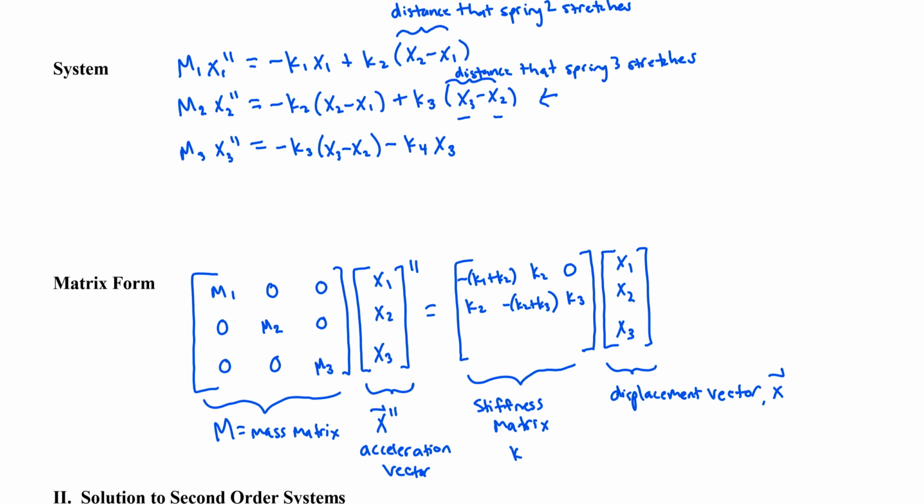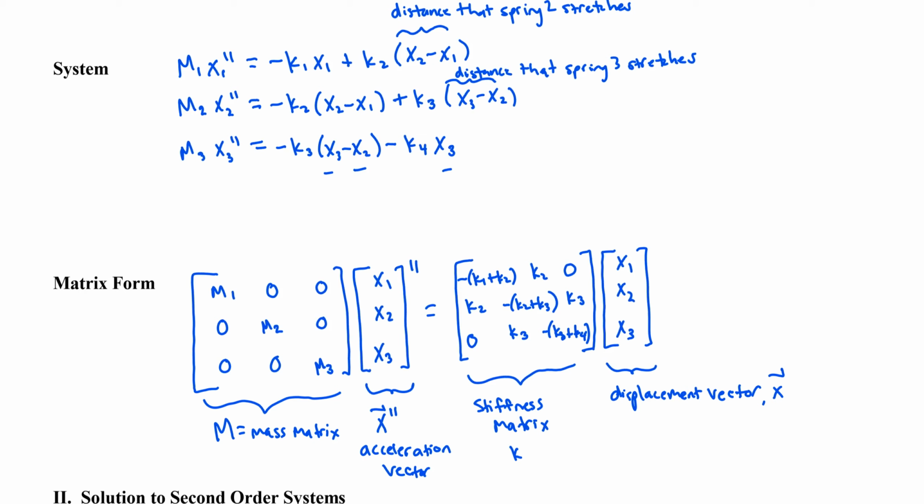Finally, looking at equation number 3 in our system, picking up coefficients of x sub 1, notice they are missing, so we'll put a placeholder of 0 in here. Coefficient of x sub 2 ends up being positive k sub 3. And finally, coefficients for x sub 3, when we combine them, would be negative k sub 3 plus k sub 4.